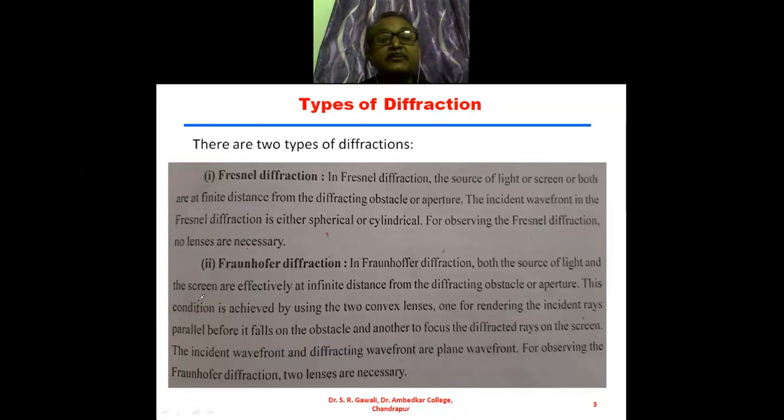This condition is achieved by using two convex lenses. Here the two convex lenses are used, one for rendering the incident rays parallel and another to focus the diffracted rays on the screen. The incident wavefront and diffracting wavefront are plane wavefronts. And for observing the Fraunhofer diffraction, the two lenses are necessary.